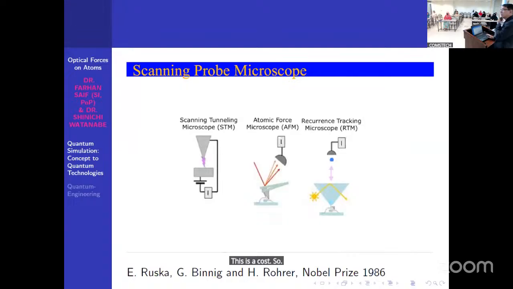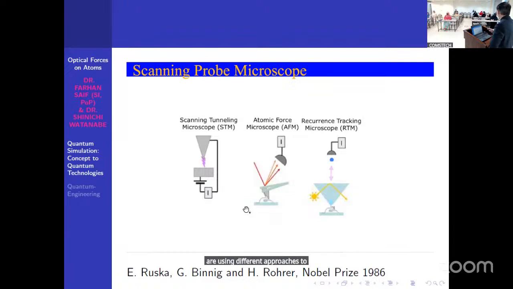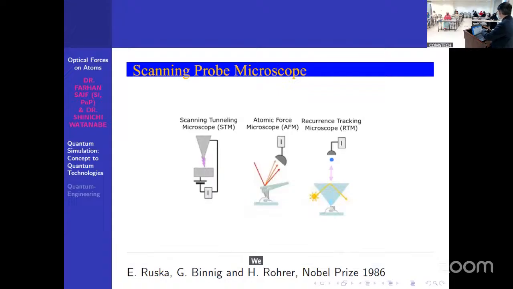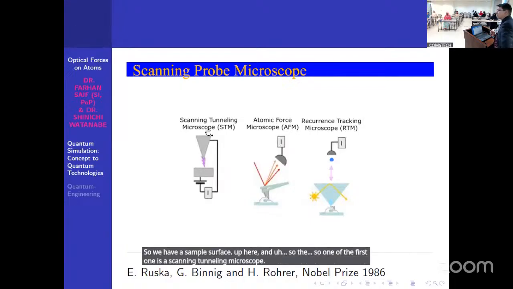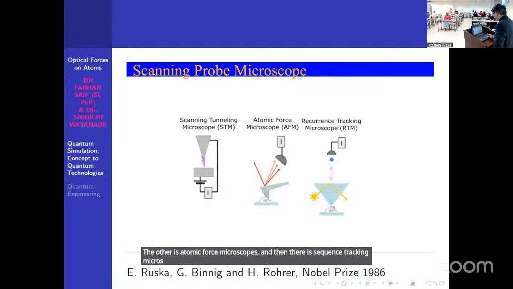Then we have a whole bunch of scanning probe microscopes. The scanning probe microscopes use different approaches to sense a surface, how we can really sense. It is just like our fingers. We probe over a surface and see how it appears, so we can understand what this object can be. So we have a sample surface here, and one of the first is the scanning tunneling microscope. The other is the atomic force microscope, and then there is the recurrence tracking microscope in this discussion.